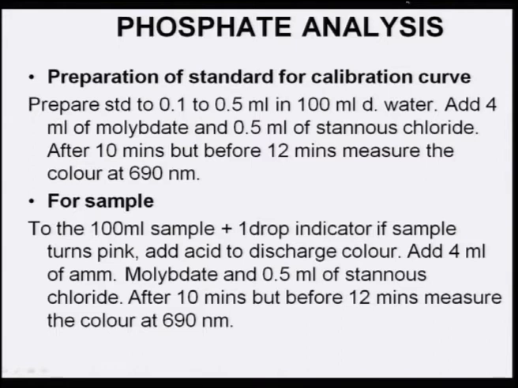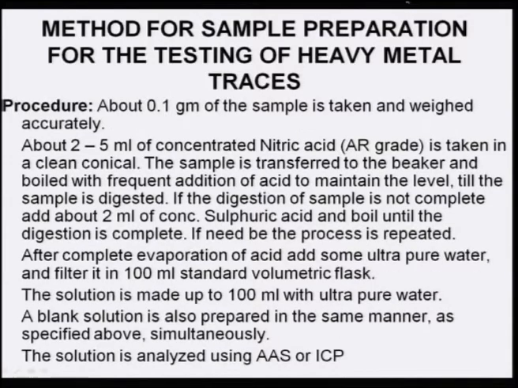For the sample, again take 100 ml of the sample and 1 drop of indicator. If the sample turns pink, add acid to discharge the color. Add 4 ml of ammonium molybdate and 0.5 ml of stannous chloride. Wait for 10 minutes, and before it reaches 12 minutes, the measurements must be taken on the UV-vis spectrophotometer at 690 nanometers.